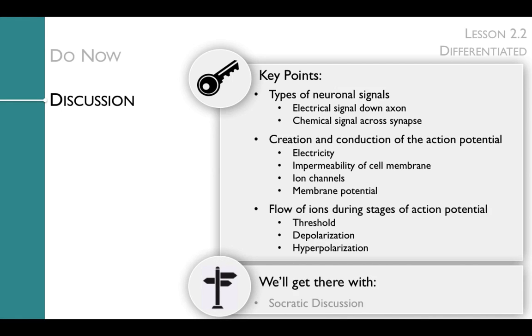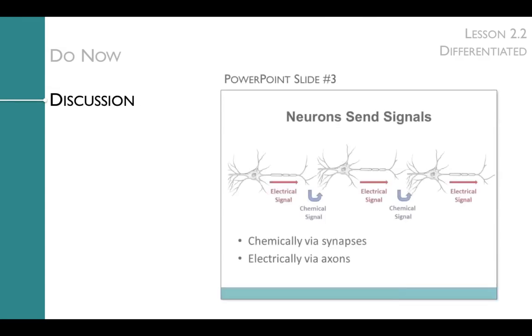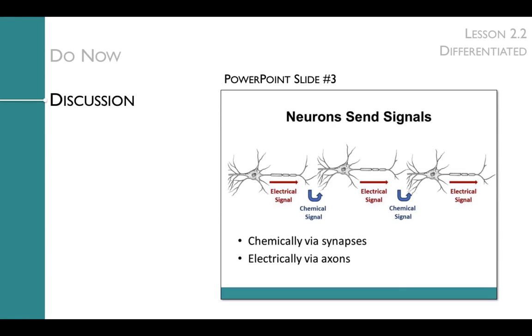We'll get to all of these key points with a Socratic discussion. The discussion starts with an introduction of the types of signals neurons send. Neurons signal chemically via synapses and electrically via axon.